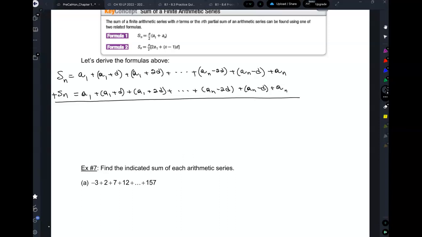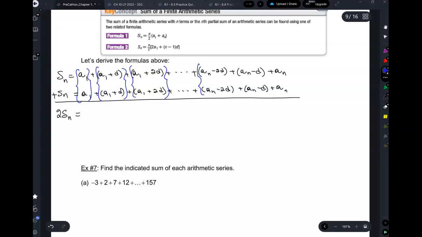So what do we get on the left side? Sn plus Sn is 2Sn, equal to. Now here's how we do this. It's kind of clever. You pair each of the columns with each other, right? So what do we get for the first one?